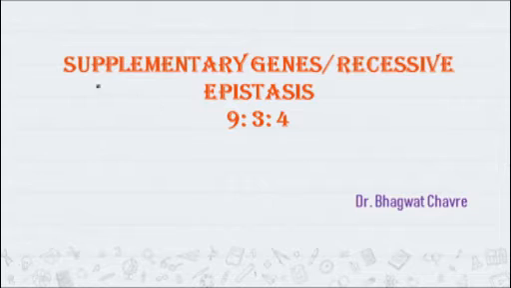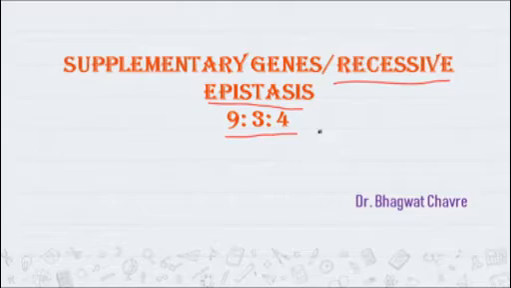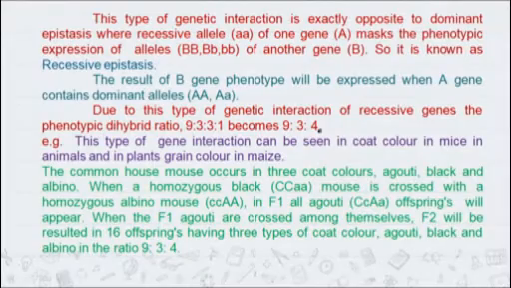In this video we are going to study supplementary genes, also called recessive epistasis. In this genetic interaction, the Mendelian dihybrid ratio modifies into 9:3:4. So let us start with recessive epistasis. What is recessive epistasis? We will understand that first, and then proceed to the concept of supplementary genes.